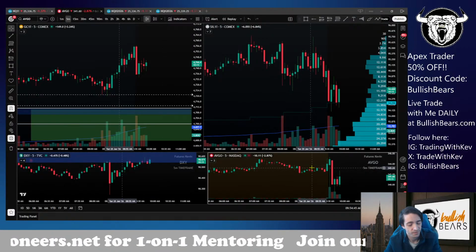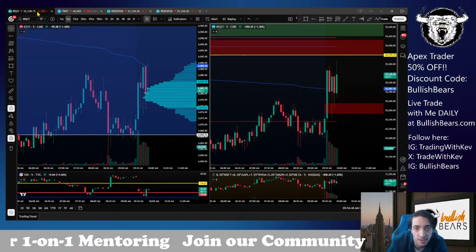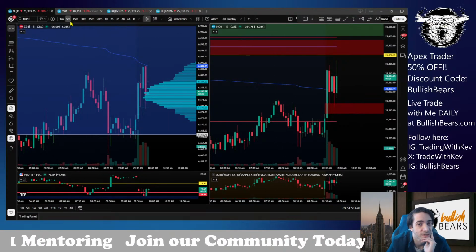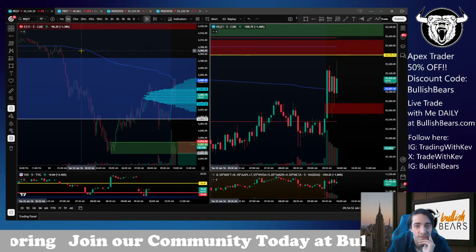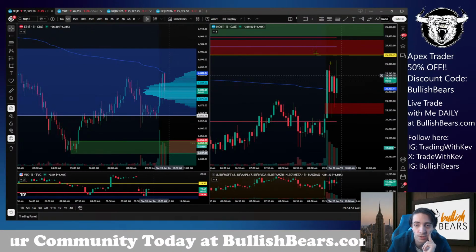Why do I have AVGO down there? That should be YM. YM selling off. That's what's making it hard for ES to get off VWAP. So look at that. ES is struggling to get above VWAP. Nasdaq's trying to hold above VWAP.